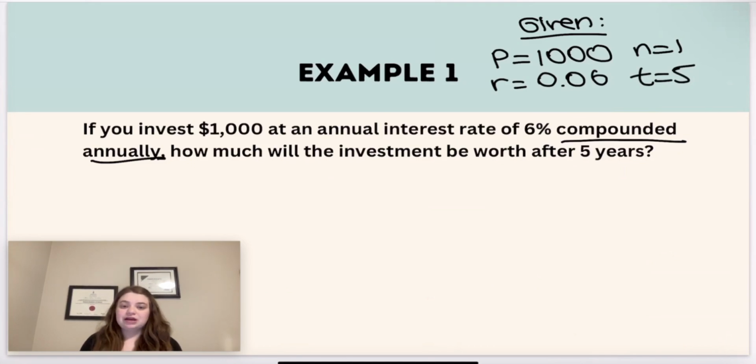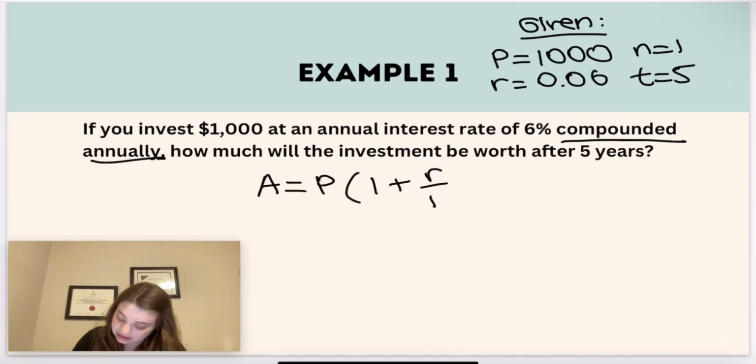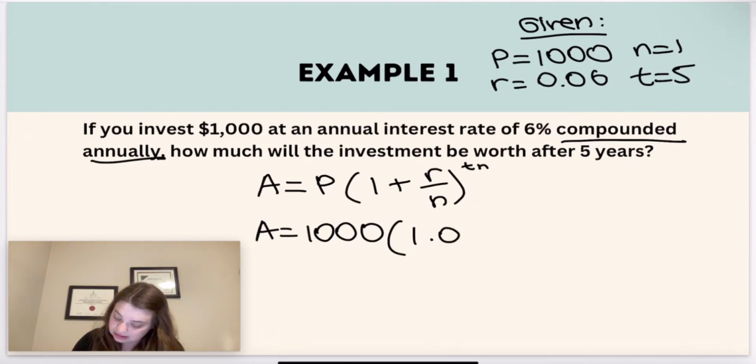So now I'm going to write down the equation. The overall amount is equal to P times (1 plus r over n) to the power of t times n. Now I'm going to plug in all these values and then solve for A. So A is equal to 1,000 times (1 plus 0.06 over 1) to the power of 5 times 1.